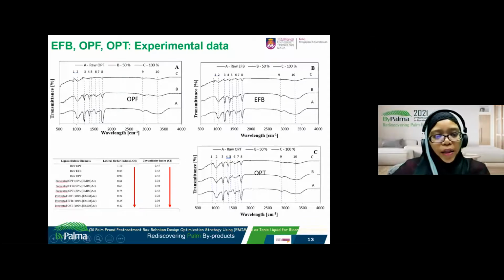As you can see here are the 3 types of results for OPF, EFB, and OPT from the FTIR, showing that all of the pretreatment processes change as the concentration of the EMIM acetate increased. Again, this is preliminary results showing the reduction of the lateral order index and the crystallinity index.